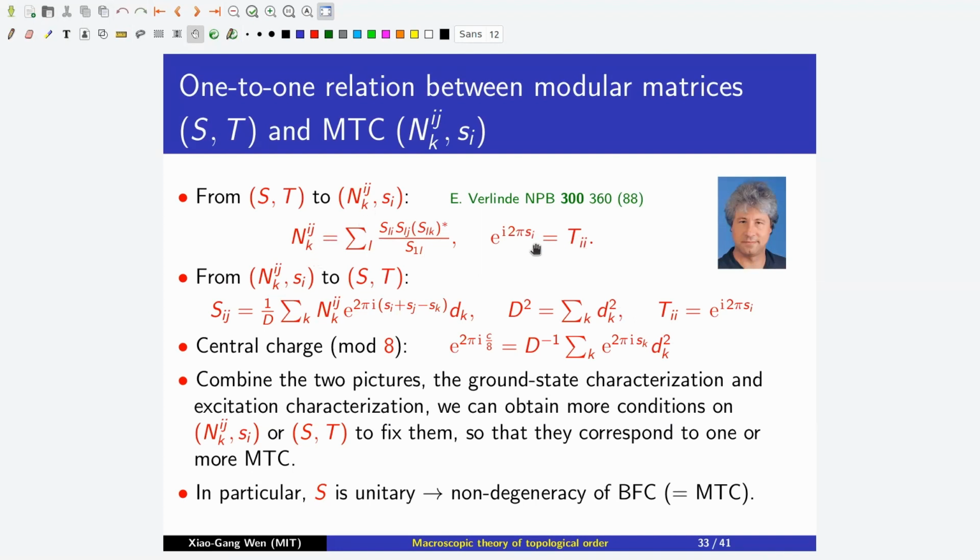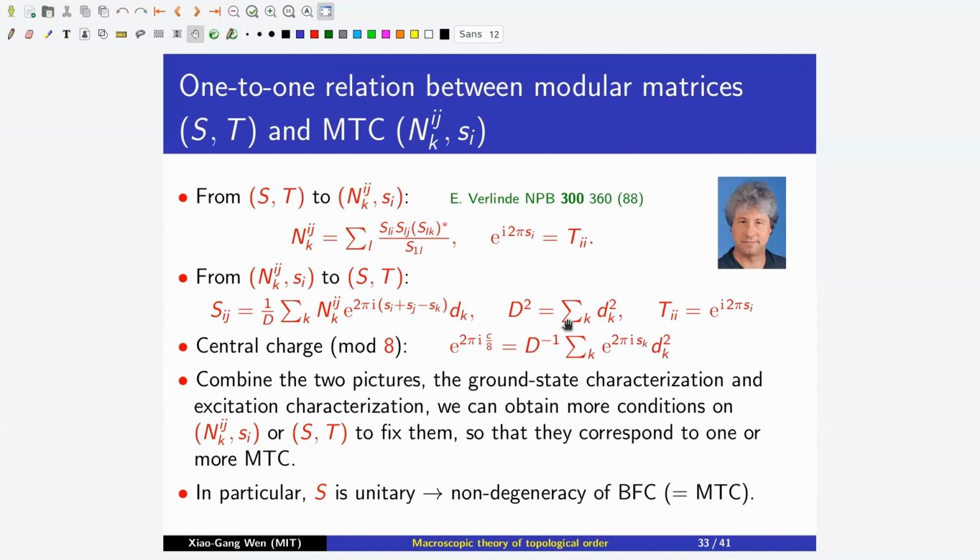It's also known that the T matrix and the S matrix have a relation. The eigenvalues of the T matrix really correspond to the spin of each particle. The dimension of the S and T matrices happens to be the number of types of particles we have. If we have three types of particles, the ST matrices will be three by three. For the Fibonacci anyon, we have two types of particles, trivial and phi, so the ST matrices are two by two. So we have this amazing relation: from the ST matrix, we can get N and s, and from N and s, we can get the ST matrix. Again, there's some relation from category theory; from category theory, you can determine this ST matrix.